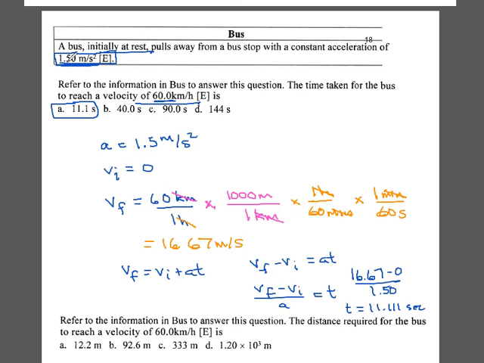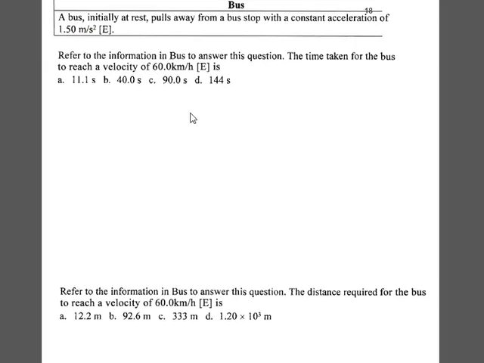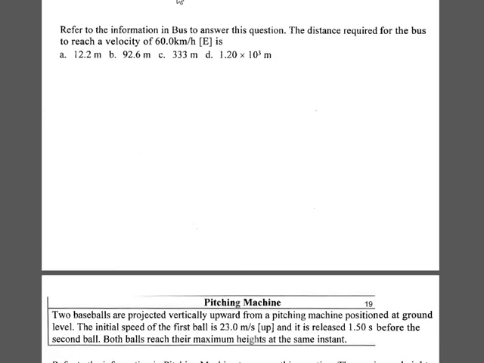Good. The next question is about the same bus. Let's get that up here. Okay, so same bus. We still have our 1.5 meters per second squared for the acceleration, and we had an initial velocity of 0, and we had a final velocity. I haven't even looked at the question yet. I'm just getting this down because I assume we're going to need it.